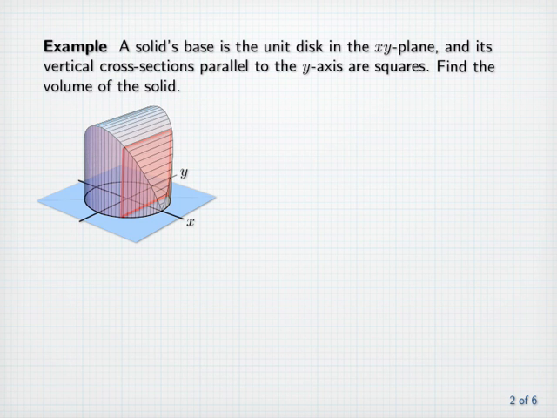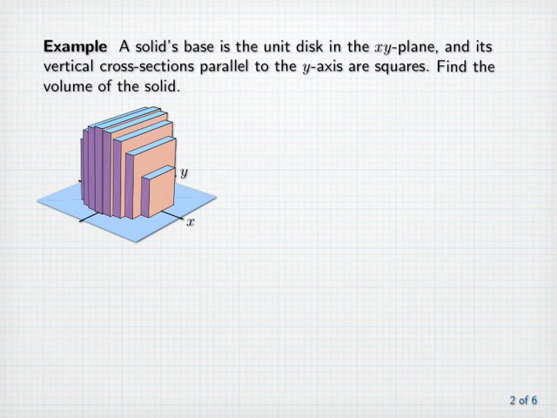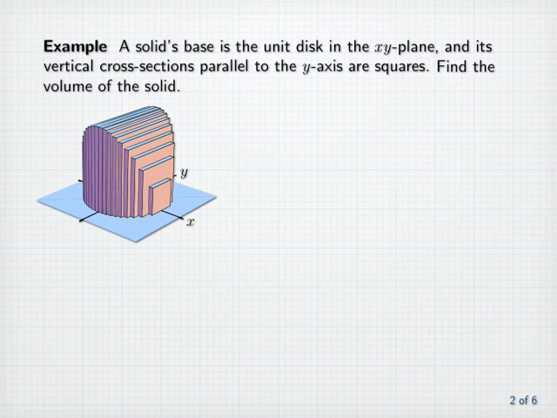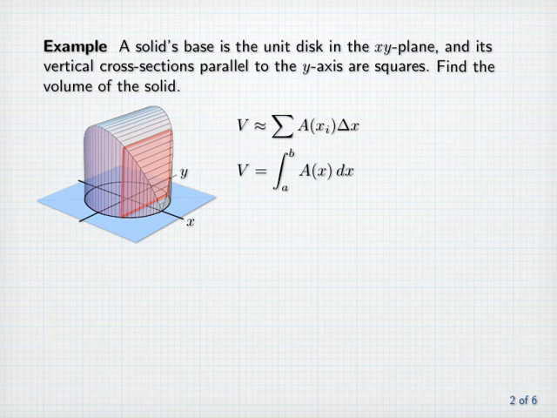Now, approximations of the solid look like thin square blocks. Summing the volumes of such blocks gives an approximation of the volume, and as the thickness delta x approaches 0, these approximations approach the integral of the cross-sectional area. Since the base of the solid extends from -1 to 1 on the x-axis, the limits of integration will be -1 to 1. So our job now is to find a formula for the cross-sectional area A of x.